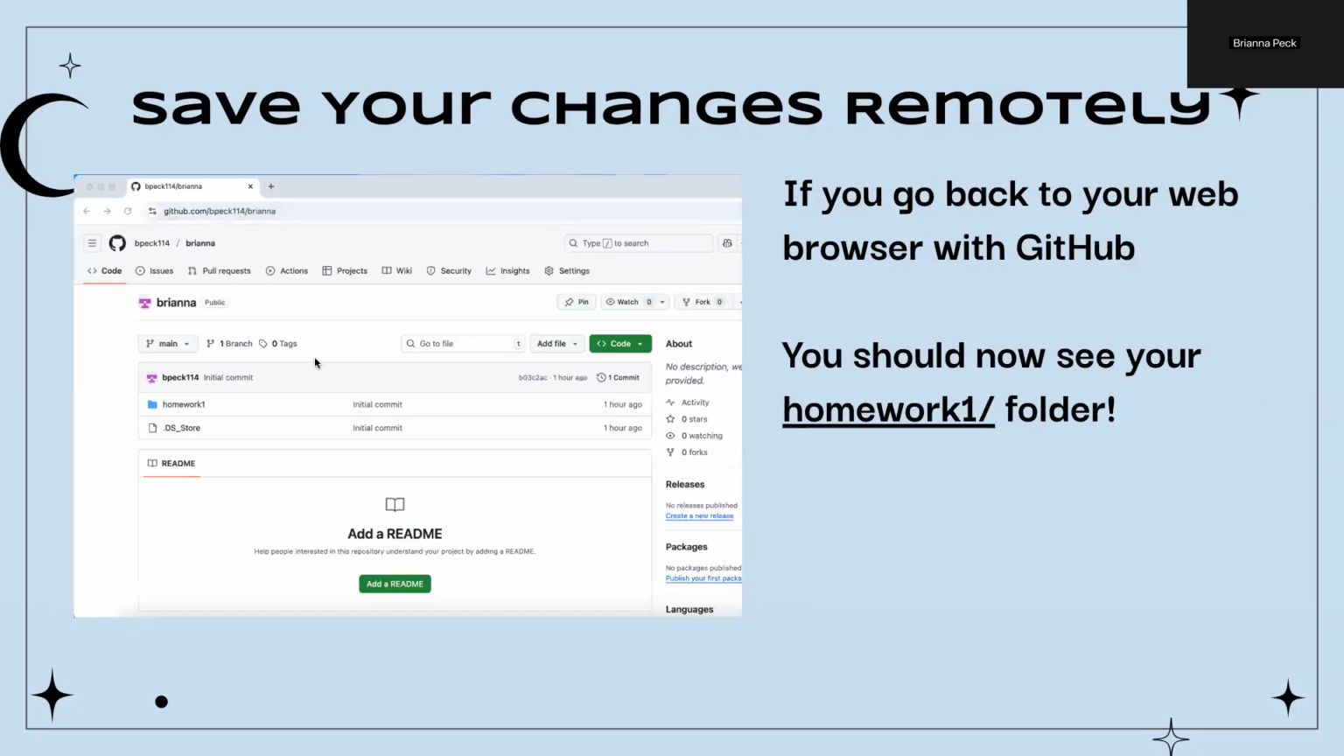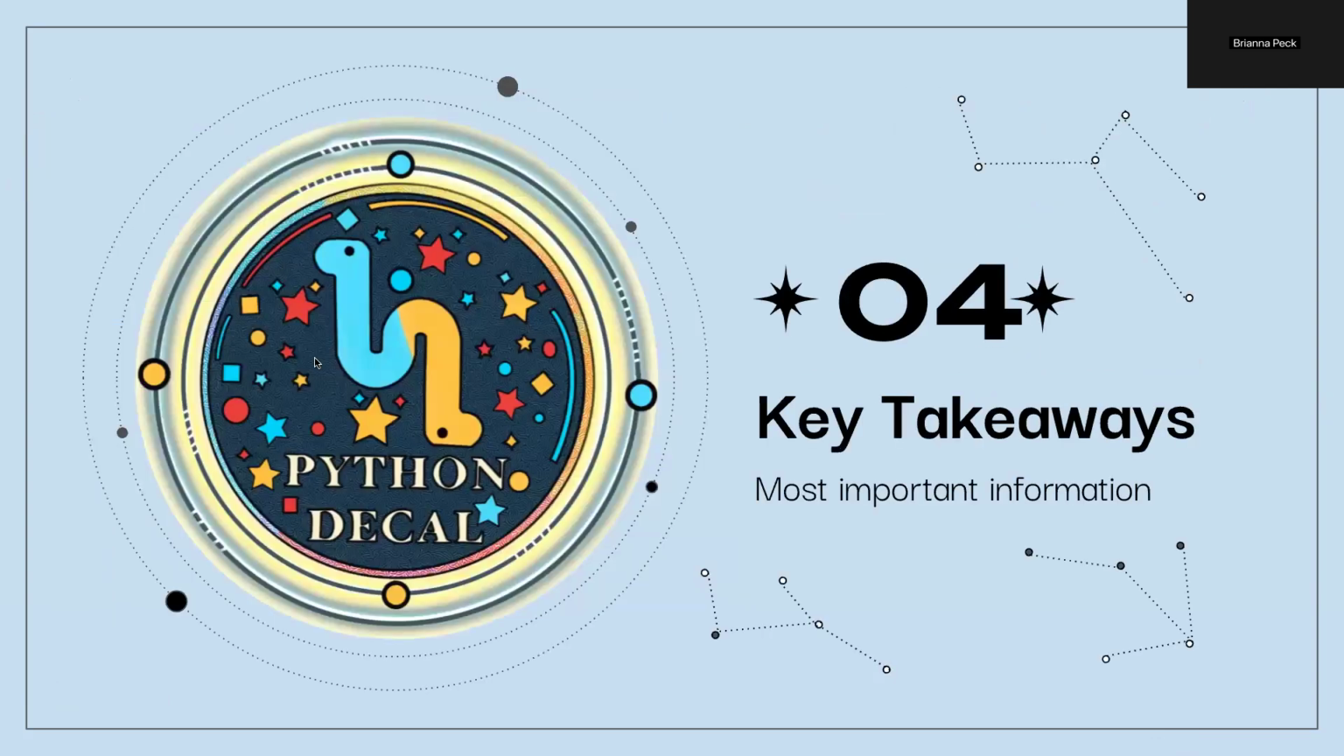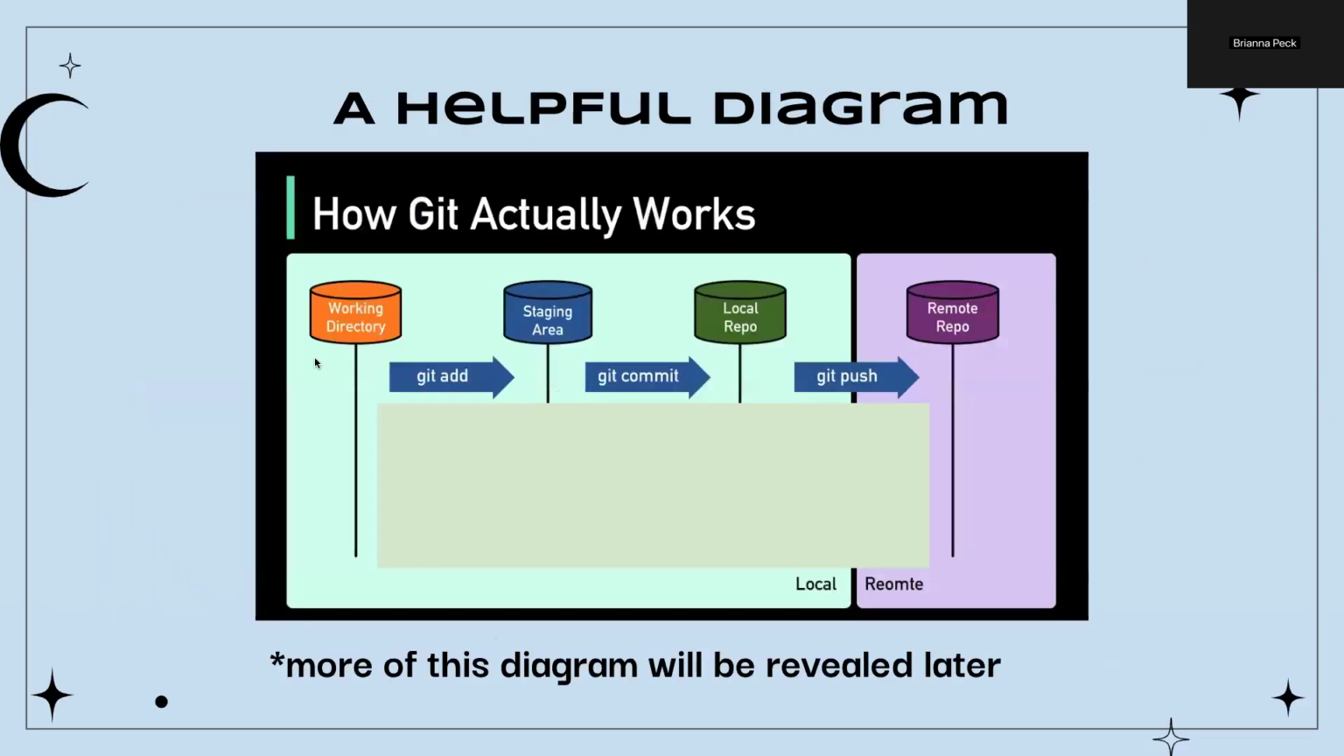Okay. So now, if you go back onto your GitHub on the website, you can hit refresh and you should see your homework 1 folder. Yes? Okay. Lovely. So that is the initial rundown. Now that you've done this SSH linking once, you never need to do it again. So don't worry if you're running into errors, you're never going to have to do it again. But you will have to remember some of these key takeaways.